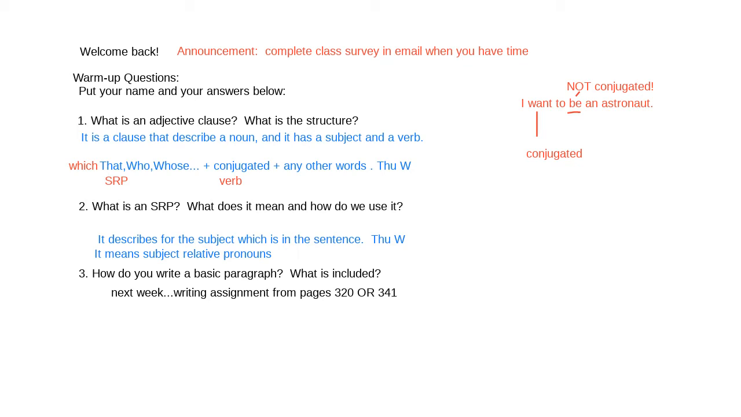So I can also make it past. I wanted to be. But if I make it past, only want will change. To be will not change. So the be is not conjugated in this sentence. Only want is conjugated. Why? Because it has to match with the subject and it has to have a tense. Does that make sense, Walter?